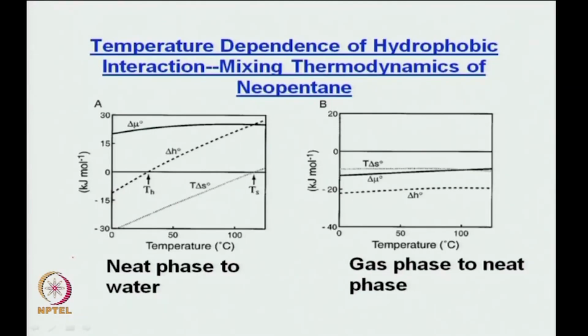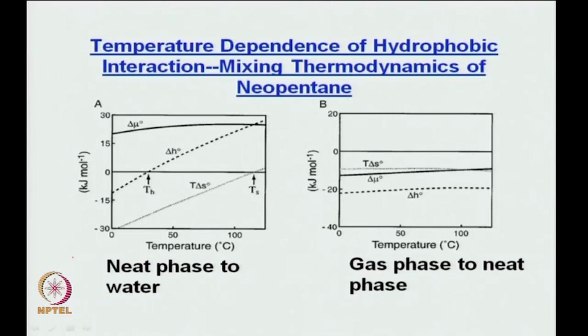And the right side says gas phase to neat phase. It means that you take a neopentane molecule which is in the gas phase and put it in liquid neopentane, which is the neat phase again, right. So, this is why it is the mixing thermodynamics. One is you are mixing in water, the other one is you are mixing neopentane in neopentane, but from gas to neat state, right.